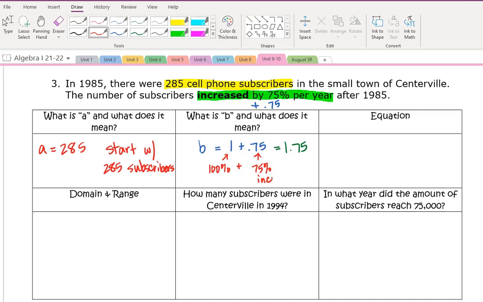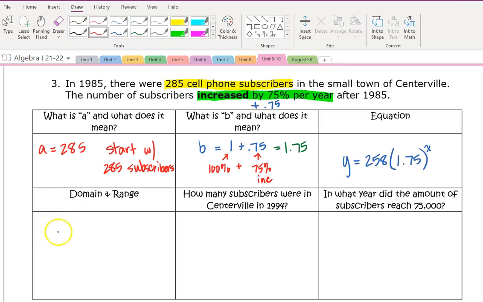Anytime you deal with percentages, this is how you have to handle it, and it does feel a little tricky, but that's the reason why. So in this equation, we would say y equals 285 is still A, but B is this whole value here, which is 1.75, and then that would be to the power of x. I know these are just tricky. You just got to trust me on this one. If it's increasing by a percent, you add the percent. If it decreases by a percent, you would subtract it from 100. So that's how you would have to handle that.